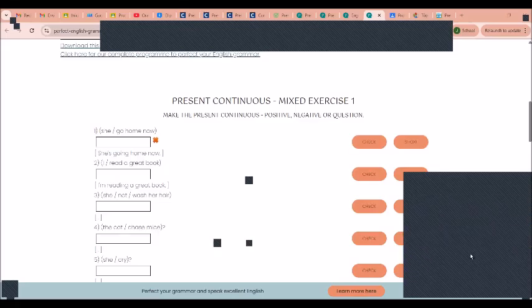All right. Let's continue with Juan Jose. Number 3. She's not washing her hair. Good. All right. Let's continue with Judith. Number 4.